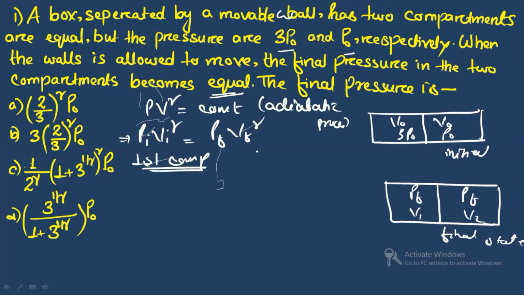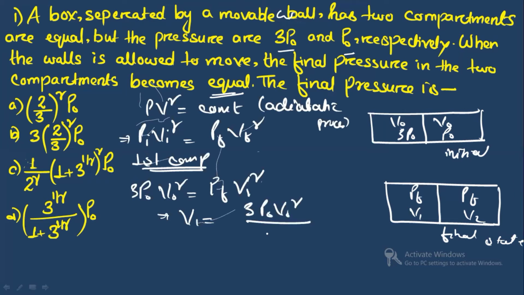If I write this for the first compartment, then I can write 3 P naught V naught to the power gamma equals Pf V1 to the power gamma. From this, V1 will be equal to what? V1 equals (3 P naught V naught to the power gamma divided by Pf), the whole to the power 1 by gamma, because when you bring the power gamma to the other side, it becomes the whole to the power 1 by gamma.